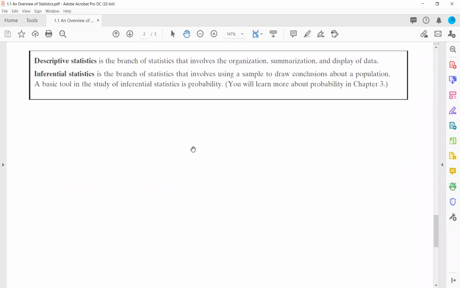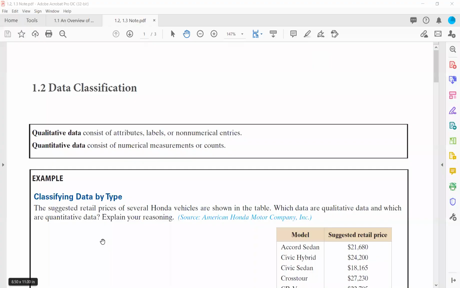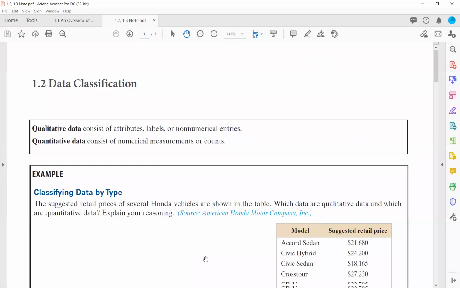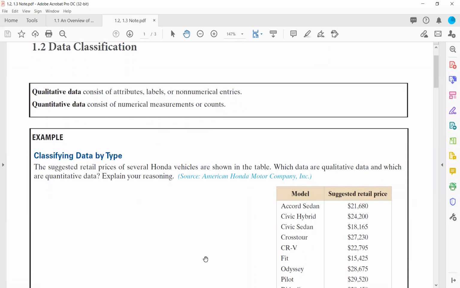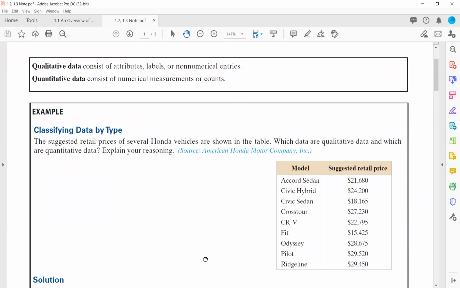So let us take a look at one example. Very well. Classify data by type. What do we have here? The suggested retail prices of several Honda vehicles are shown in the table. Which data are qualitative data? Which ones are categorical data? And which ones are quantitative data? What do you have? You have the model and you have the price.